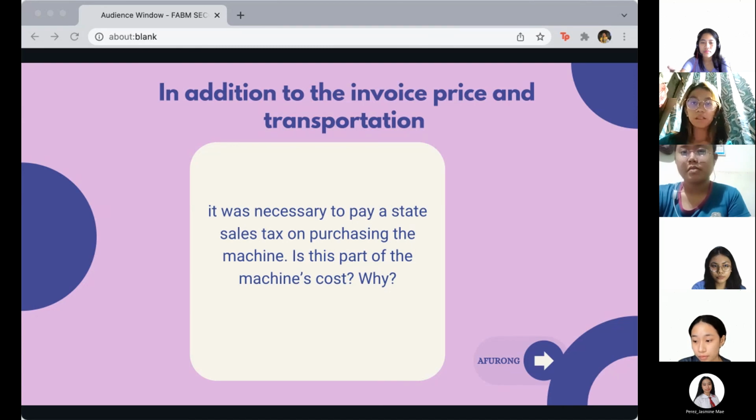It was necessary to pay a state sales tax on purchasing the machine. Is this part of the machine's cost? Why? Yes, all expenditures directly related to the purchase or construction of the machine and its preparation for its planned usage are included in the cost. Freight, sales tax, transportation, and all installation are all costs that should be capitalized.